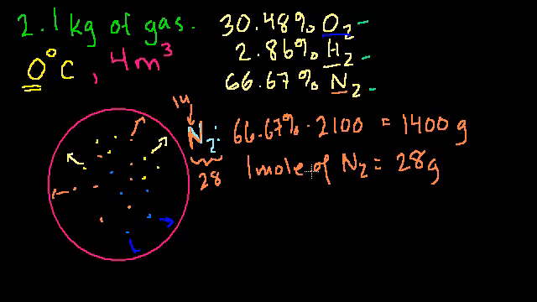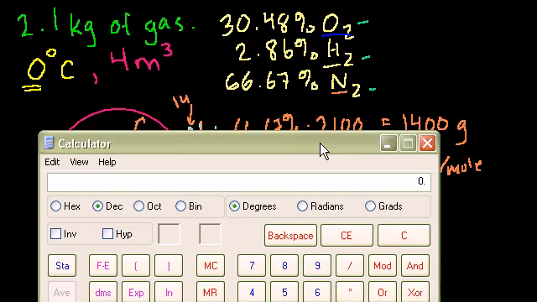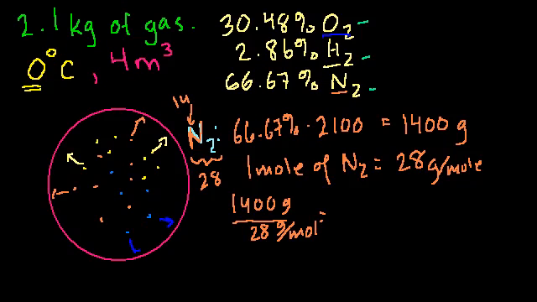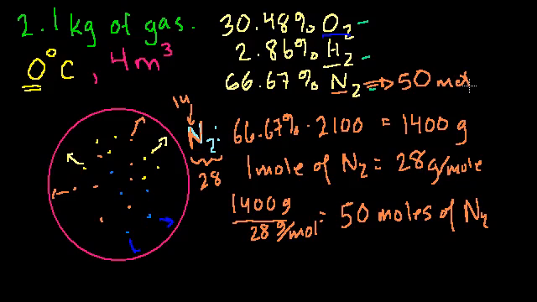We have 1,400 grams, and we say grams per mole. So if we want to keep our units right, 1,400 total grams divided by 28 grams per mole should give us the number of moles. 1,400 divided by 28 is equal to 50. That worked out nicely. So we have 50 moles of N2. We could write that right there. 50 moles. All right, let's do oxygen next.